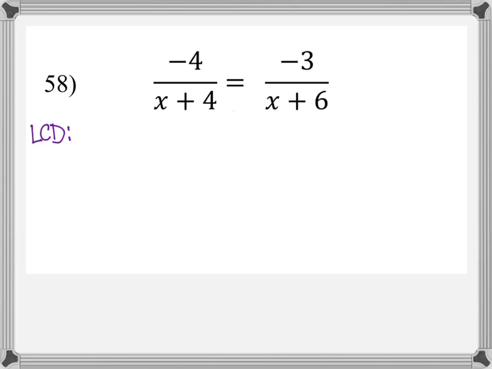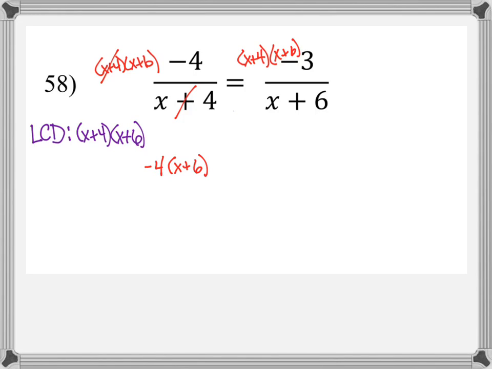One way of solving this is to find the LCD of all the denominators. Here that will be the product of (x+4) times (x+6). And then we'll multiply all of our terms by that LCD. On the left side, the (x+4)'s cancel, and we're left with -4 times (x+6). On the right-hand side, we have -3 times, the (x+6)'s cancel, and we're left with -3 times (x+4).